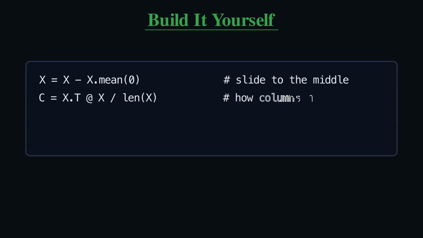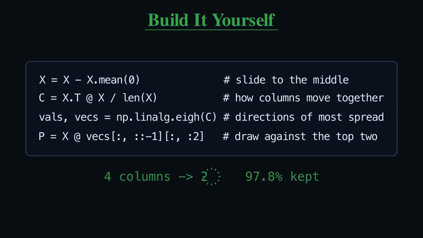4 lines, and it is the 4 steps you just watched. Center the data. Measure how the columns move together. Find the directions of most spread. Draw the data against the top two. The full notebook on real iris data is in the description.